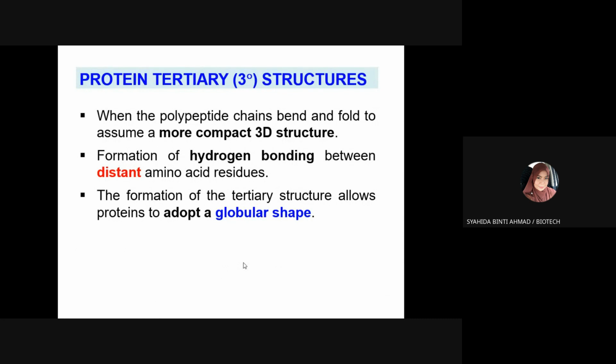Okay, so you have seen this alpha helix and beta pleated sheet, how the protein is folded into secondary structure. Now you have to imagine how this secondary structure forms a tertiary structure to become more compact 3D. So basically the same interaction, mostly hydrogen bonding between distant amino acid residues, which in the formation of the tertiary structure will allow it to form a globular shape.